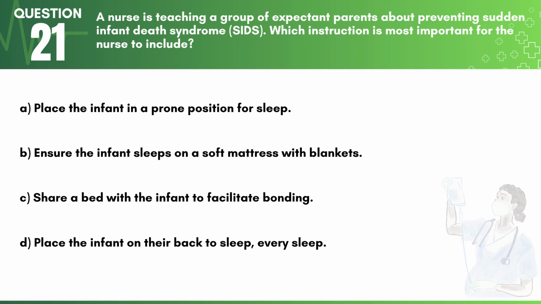Question 21. A nurse is teaching a group of expectant parents about preventing sudden infant death syndrome, SIDS. Which instruction is most important for the nurse to include? A. Place the infant in a prone position for sleep. B. Ensure the infant sleeps on a soft mattress with blankets. C. Share a bed with the infant to facilitate bonding. D. Place the infant on their back to sleep, every sleep.